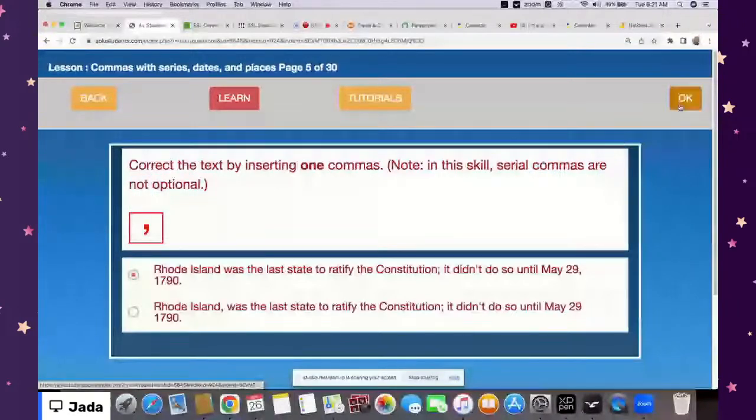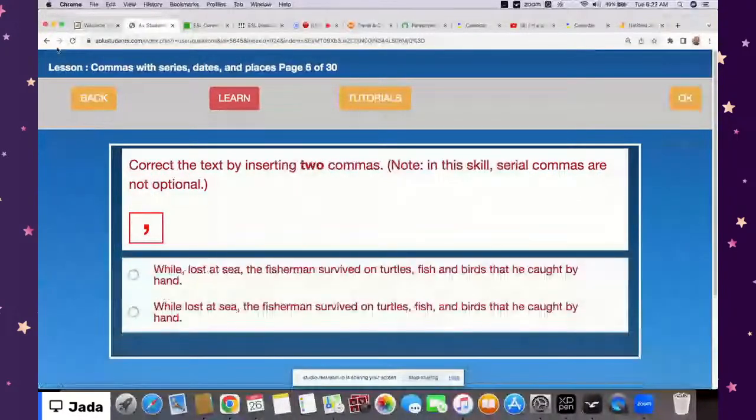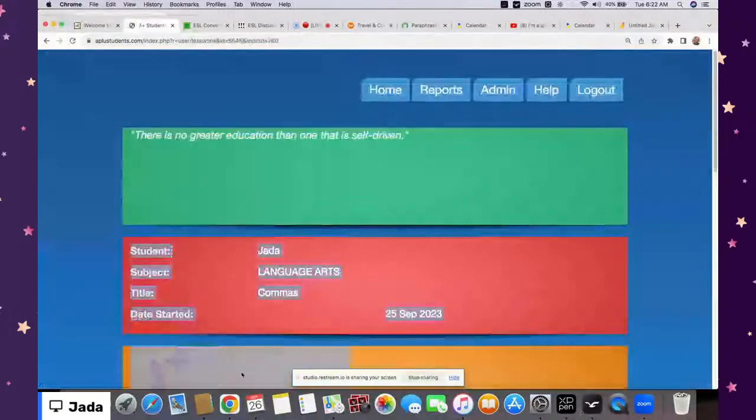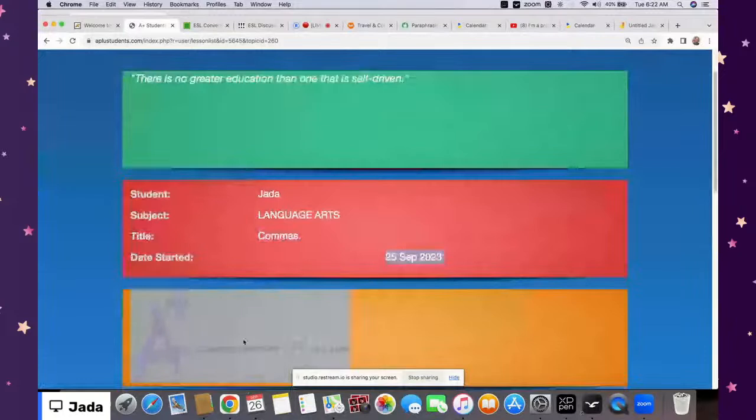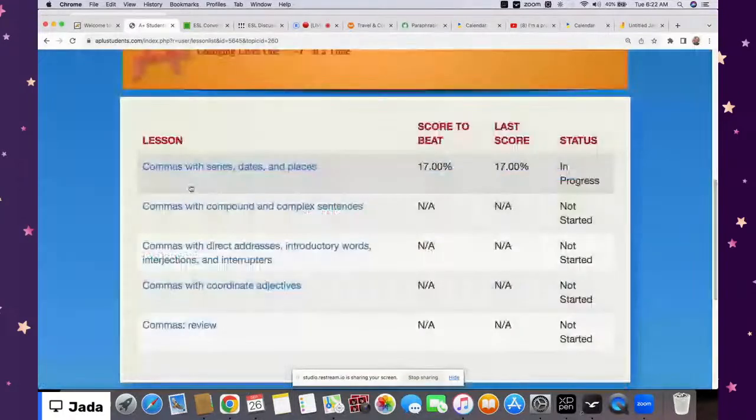All right, perfect. So that's it for series, dates, and places. I hope that you all understand. We'll move into like the next lesson. Okay, thanks. So we'll move on to the next lesson now. So the next one is commas with compound and complex sentences.